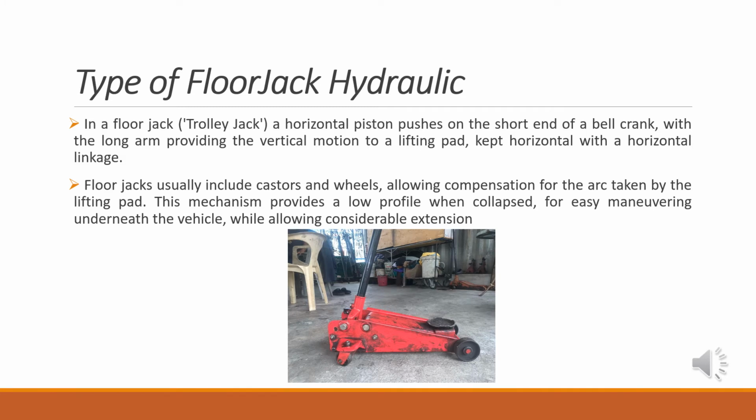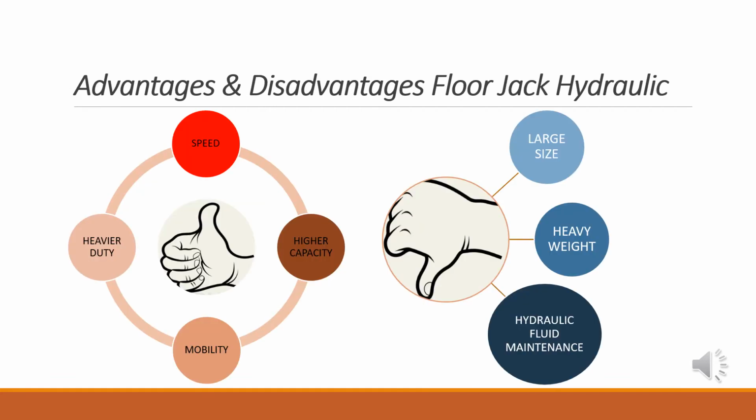In a floor jack, a horizontal piston pushes on the short end of a bell crank, with the long arm providing the vertical motion to a lifting pad. It is kept horizontal with a horizontal linkage. Floor jacks usually include casters and wheels, allowing compensation for the arc taken by the lifting pad. This mechanism provides a low profile when collapsed for easy maneuvering underneath vehicles while allowing considerable extension.